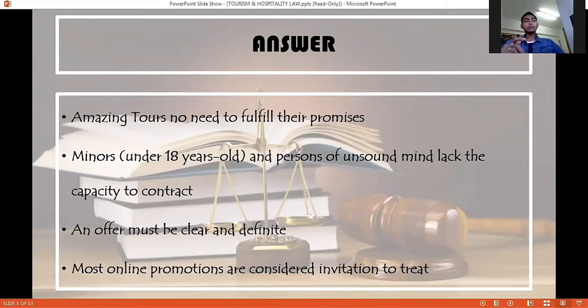Most online promotions are considered invitation to trade. However, a contract can be concluded online, where a person responds to an online product advertised. Revocation of offer. This is a withdrawal of an offer. An offerer who changes his mind can revoke his offer provided that it has not been accepted by the offeree.